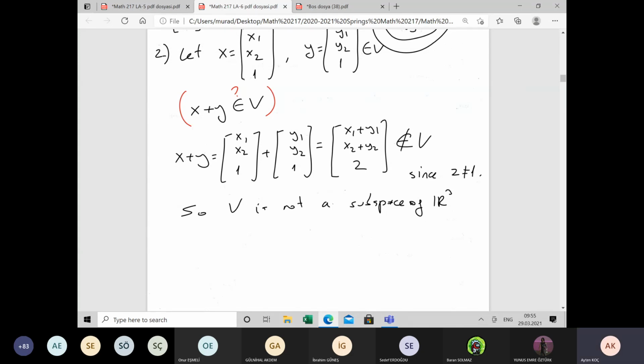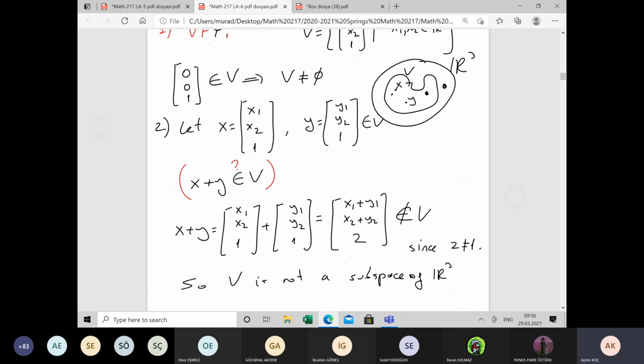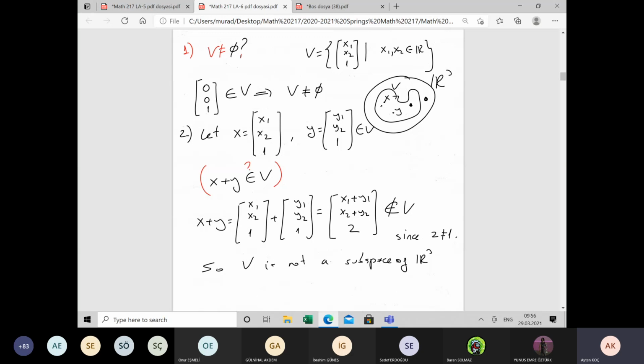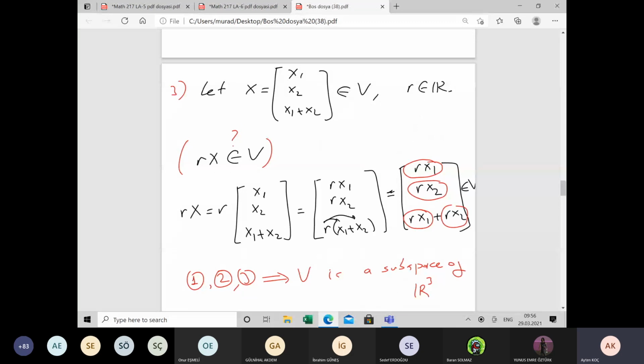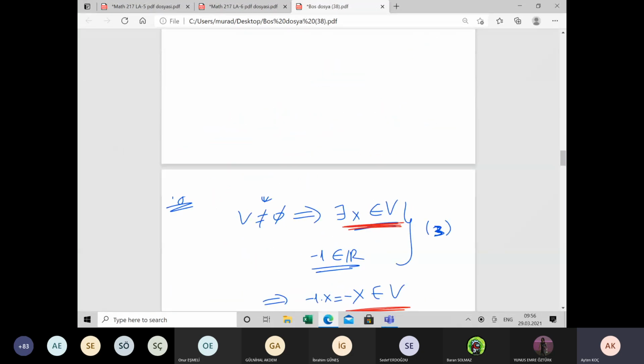And also, there is an easy way to see that this one is not a subspace. This one was the first method. Now the next method, an easy way, is to look at the fact. What is the fact? If V is a subspace, 0 should be in V. This one is important.